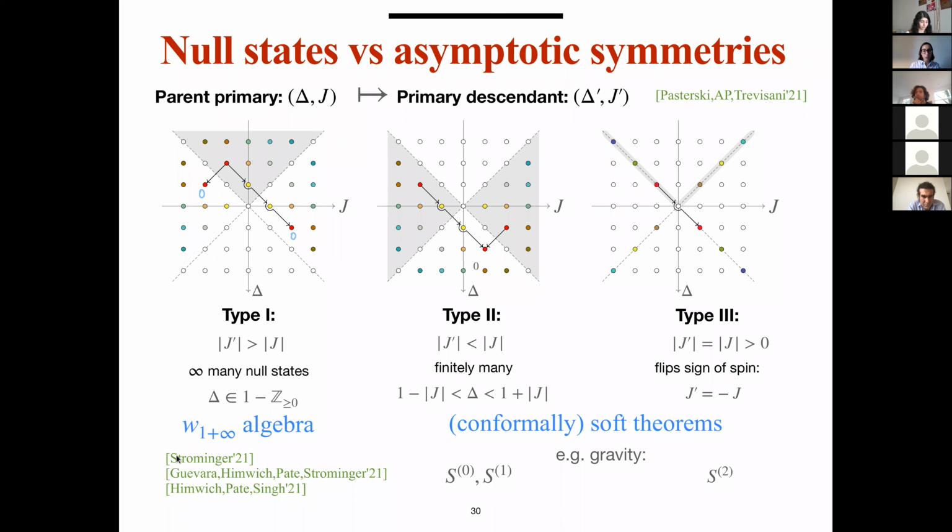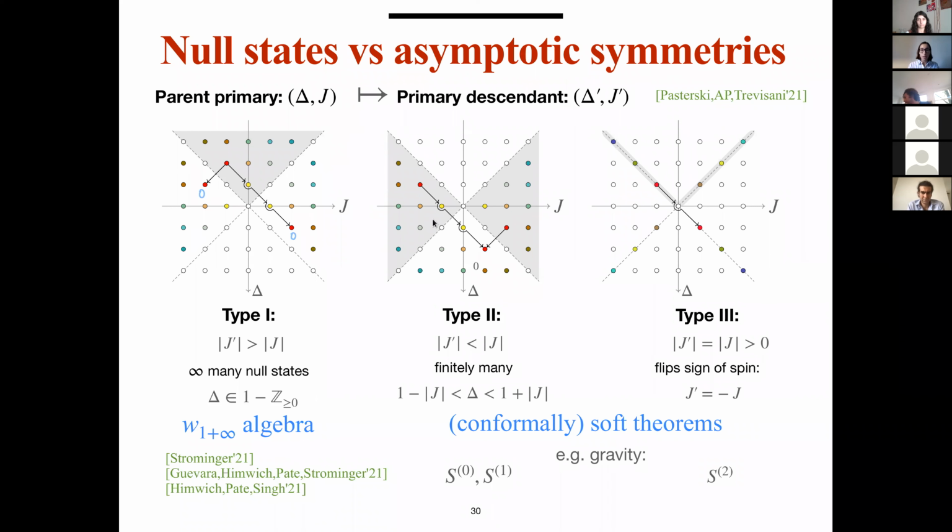And there's been very interesting work recently that looks at how these null states appear in celestial amplitudes, and there's actually an interesting W1+∞ algebra that celestial amplitudes obey. In the other case, where we don't land on zero wave functions, but we can land on, let's say, delta functions, is the case where we have the conformal soft theorems appearing.